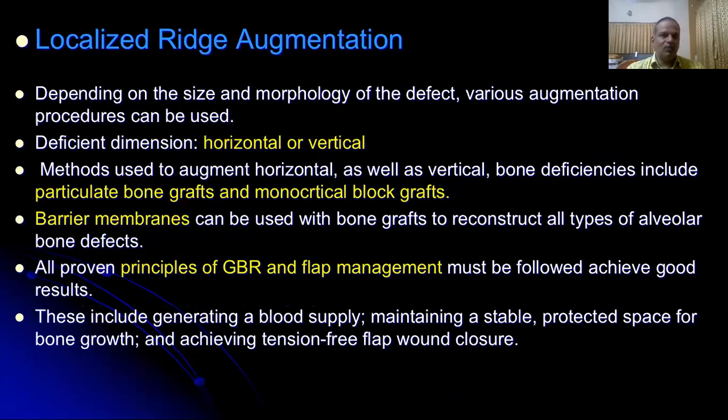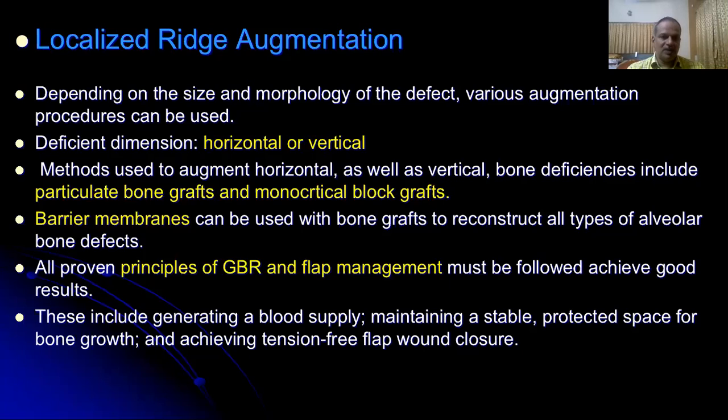Next, we'll see the localized ridge augmentation procedures. Depending on the size and morphology of the defect, various augmentation procedures can be used. The deficient dimensions, as we discussed earlier, may be horizontal or vertical. The methods used to augment horizontal as well as vertical bone deficiencies include particulate bone grafts and monocortical block grafts. Barrier membranes can be used with the bone grafts to reconstruct all types of alveolar bone defects.